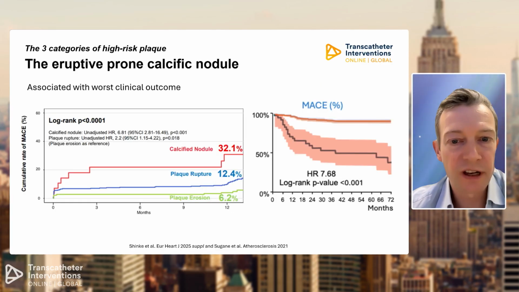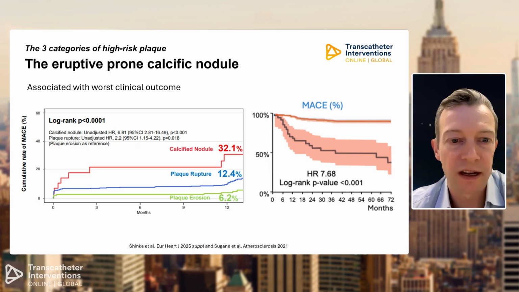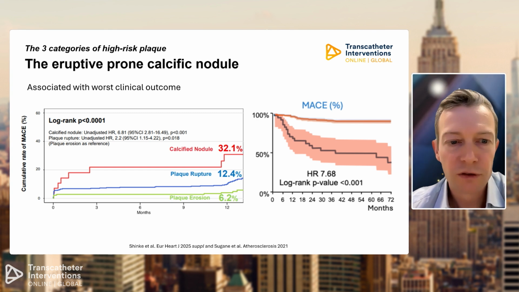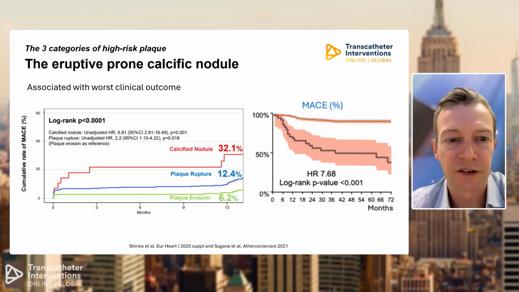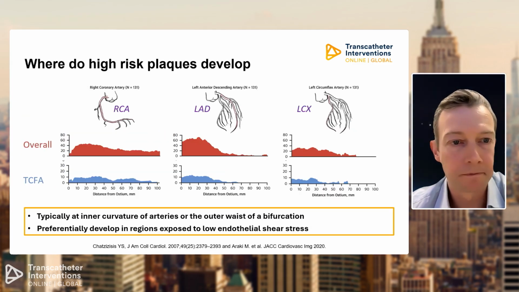Eruptive calcific nodules, as mentioned, are a nasty animal, because these lesions, and in particular PCI of these plaques, are associated with significantly higher risks of future MACE as compared to PCI of soft plaques, erosions, or plaque ruptures. This is just an example of two registries or two dedicated studies looking into this phenomenon. So be aware: calcific nodules are important to realize, to identify, and to treat accordingly.